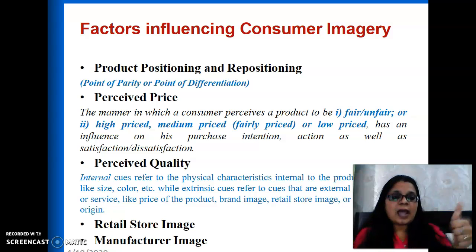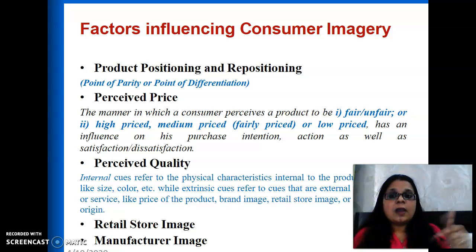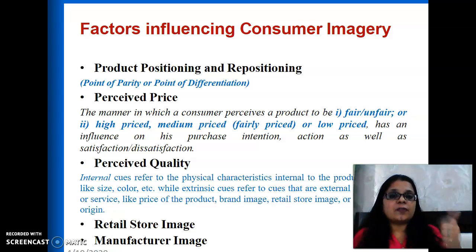Either brands can position themselves on the basis of point of parity or point of differentiation. Point of parity is always vis-a-vis competitor, and point of differentiation is talking about the USP of a specific brand. Second is talking about the perceived price. Either your price is very high or low. So in a specific segment you need to choose where you actually want to position your product or service.